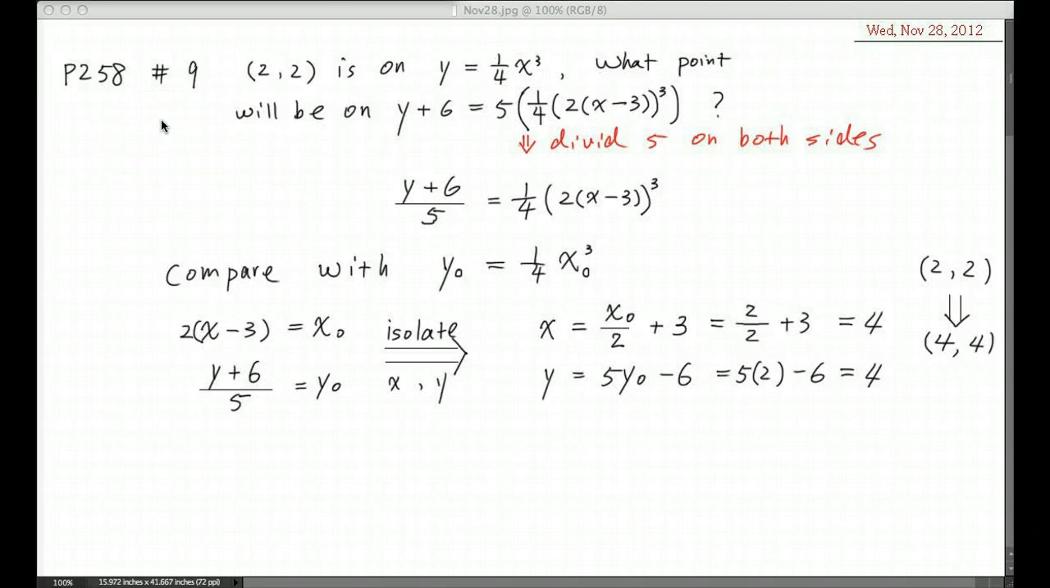So I want to explain question number 9 on page 258 one more time in this video. The question is saying there's a point (2, 2) on the original function y equals 1 over 4 x cubed, and then asking what point will be on this one. So we're talking about going through a kind of transformation, but you need to identify what kind of transformation.